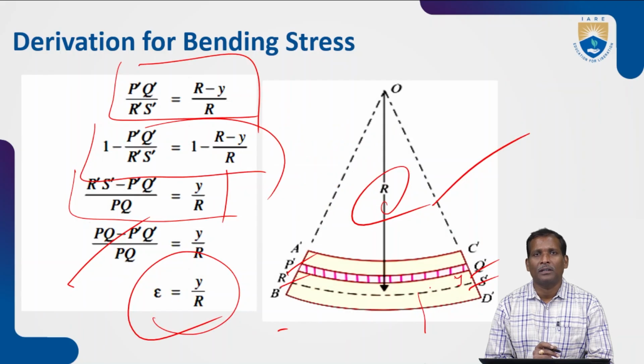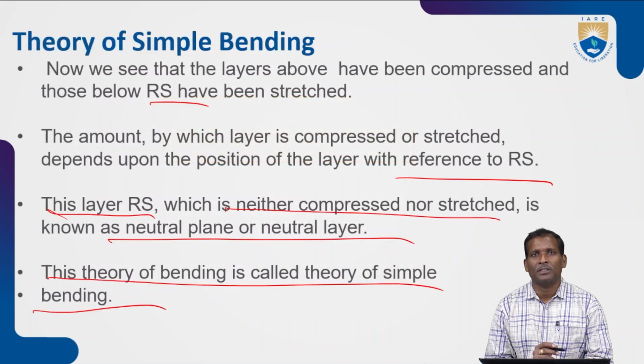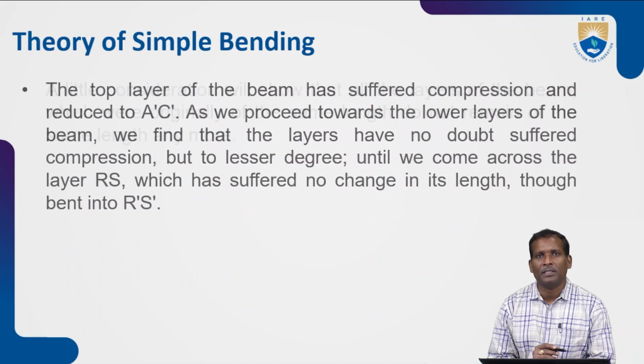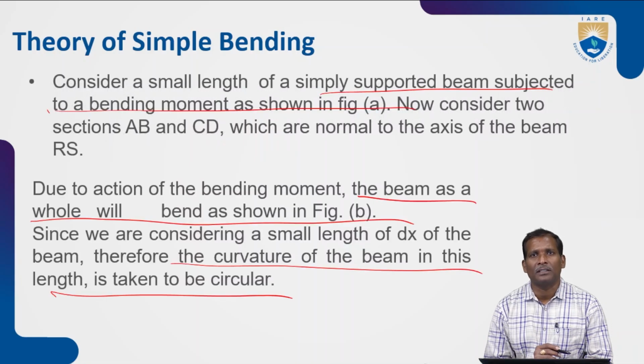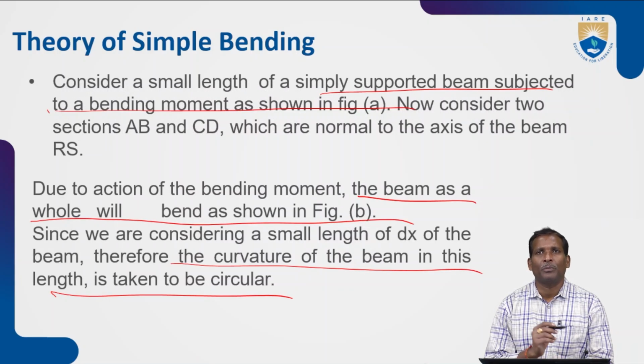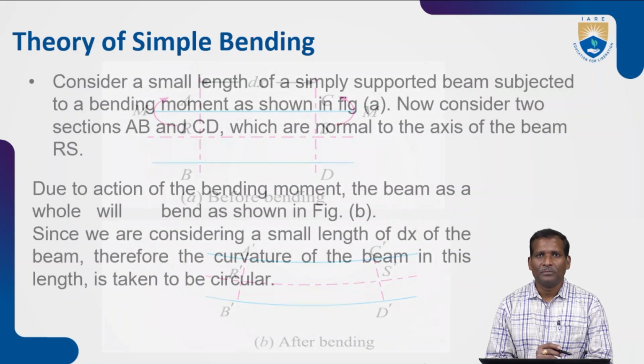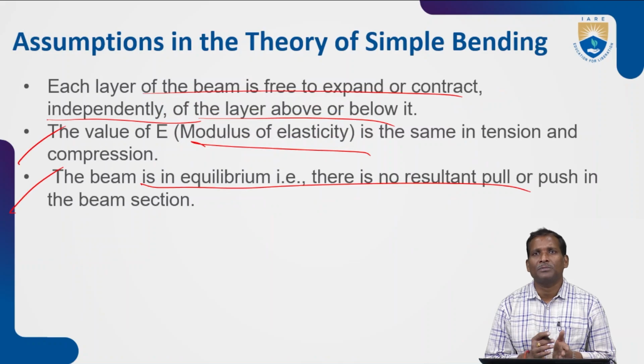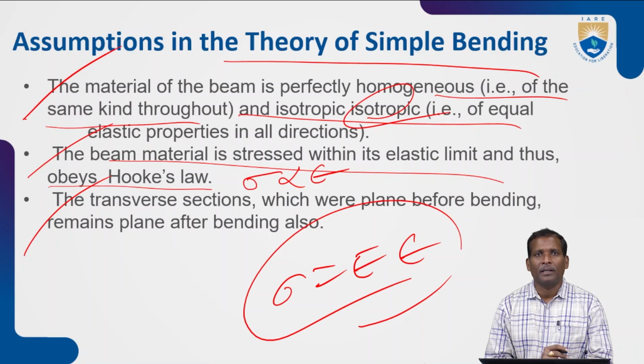In this session, we have discussed the theory of simple bending. What is the concept behind this simple bending? When is it said to be pure bending, the simple theory of bending? What are the important assumptions in the theory of simple bending we have seen? The first assumption is the beam is perfectly homogeneous, and the material is stressed within the elastic limit, that is, it should follow Hooke's law, and transverse sections which were plane before bending remain plane after bending. So these are the assumptions we have taken.